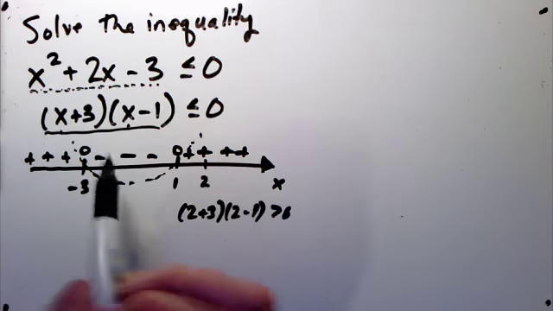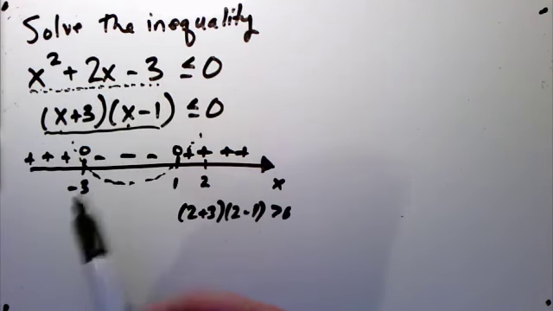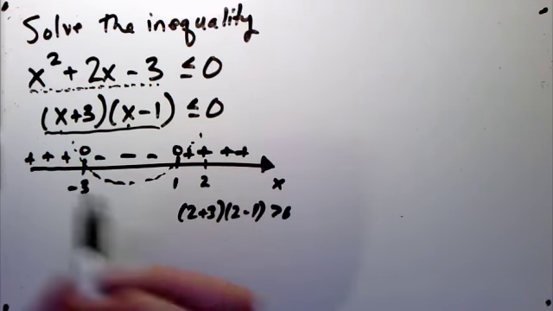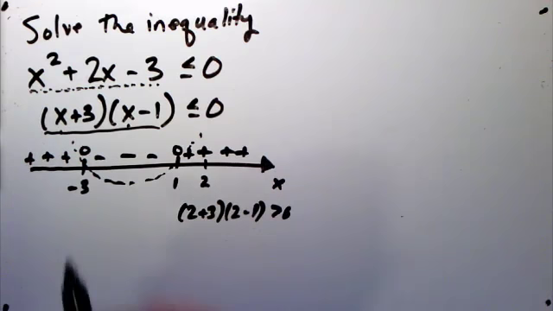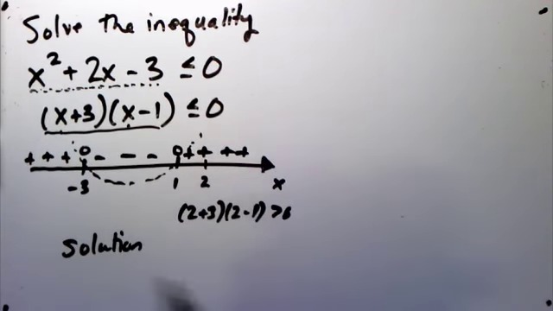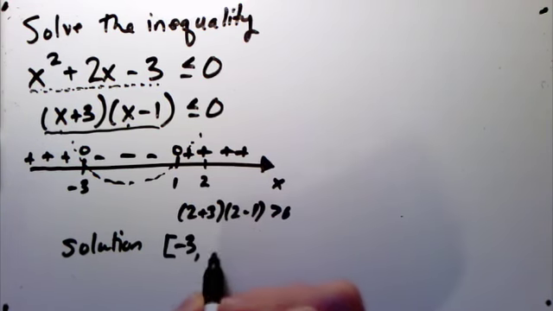All right, so we want to know where this parabola, this quadratic, is less than or equal to 0. Well, it's less than 0 between minus 3 and 1. It's equal to 0 at minus 3 and 1, so the solution, we'll express it in interval notation, is everything between minus 3 and plus 1.